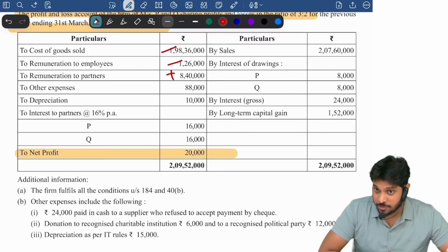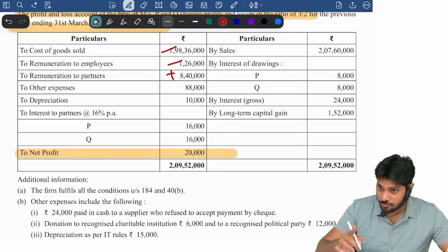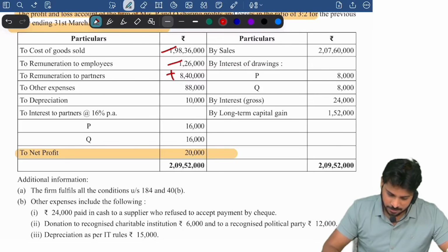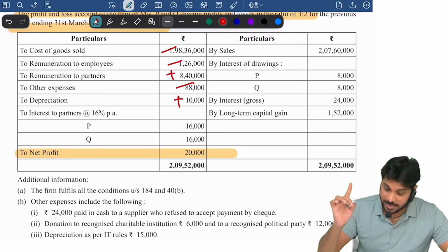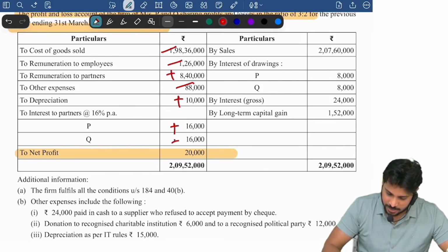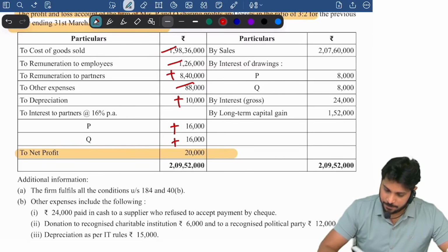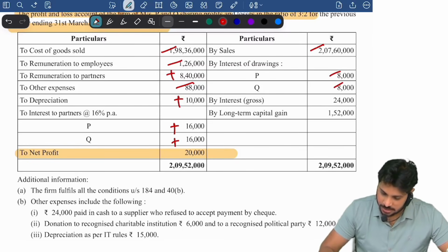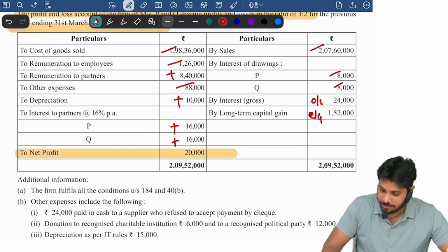First I have to compute the PGBP income as per the provisions of PGBP, before interest, before remuneration. Other expense allowed. Depreciation I will add back, because I have to claim depreciation as per IT rules. Okay. Interest I will add back. Okay. Then sales taxable. Interest on drawings taxable. Okay. Then interest gross, this is other sources income. Long-term capital gain, this is capital gain income. I will see later.